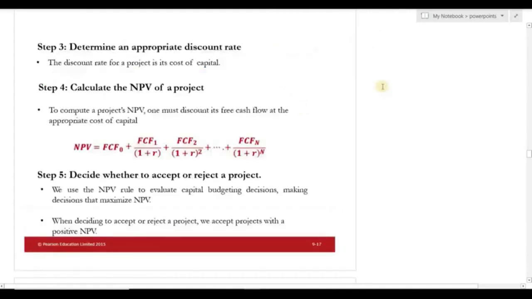Okay, once we have got cash flows, next is to determine the appropriate discount rate. Discount rate is basically cost of capital. Remember, this is our next chapter.